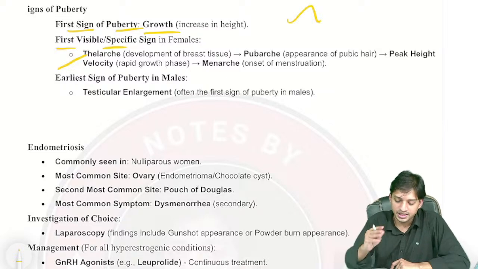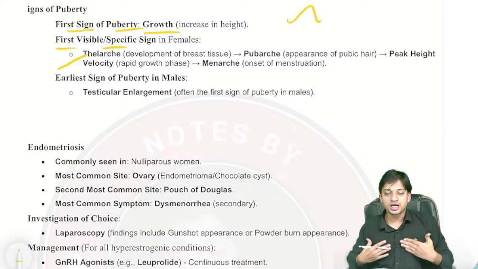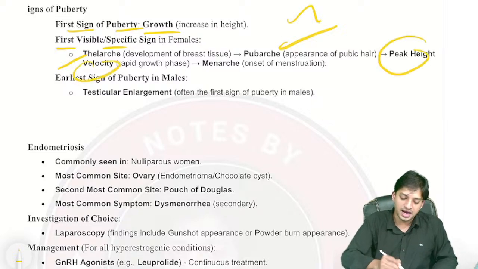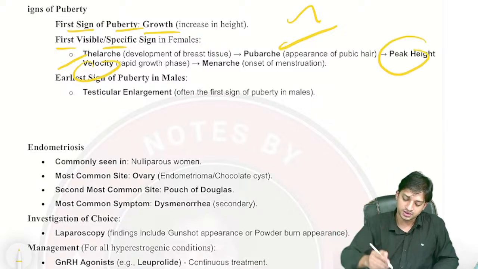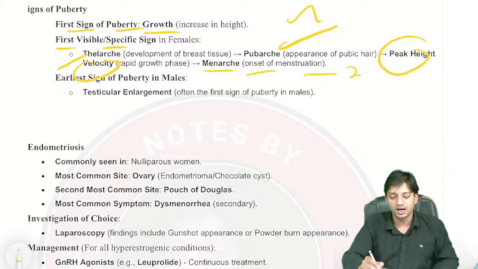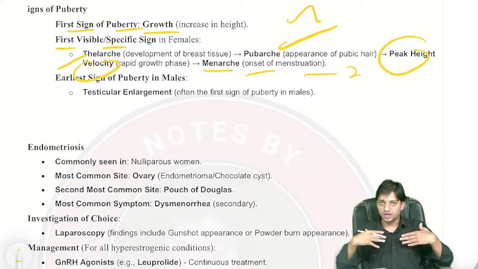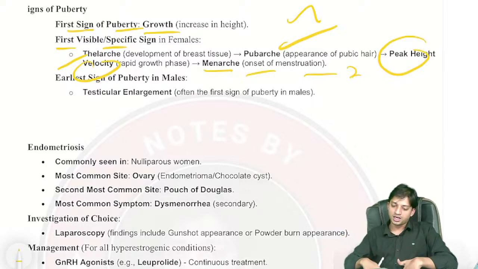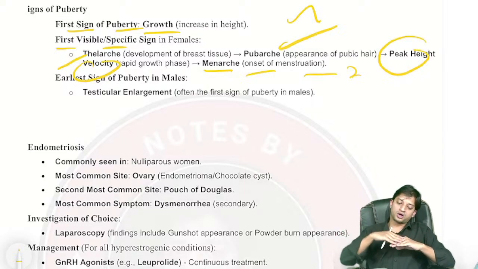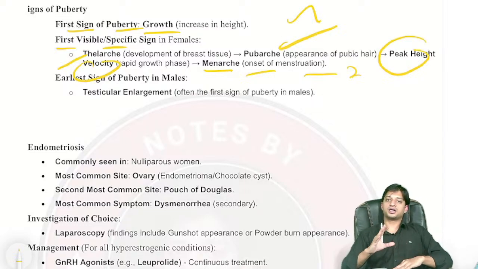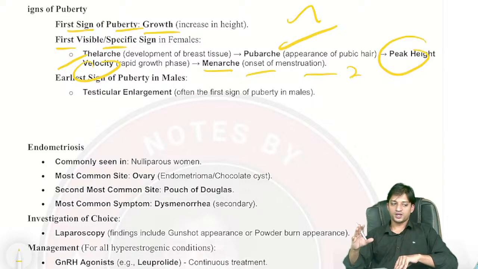thelarche, right? Development of the breast tissue. Then comes the pubarche, development of the pubic hair, and then peak height velocity or the rapid growth phase, right? And at last comes the menarche, that is the onset of menstruation. Remember, first development of breast tissue, thelarche, then comes the pubarche, then peak height growth velocity or the rapid growth phase, and then comes the menarche, that is the onset of menstruation.